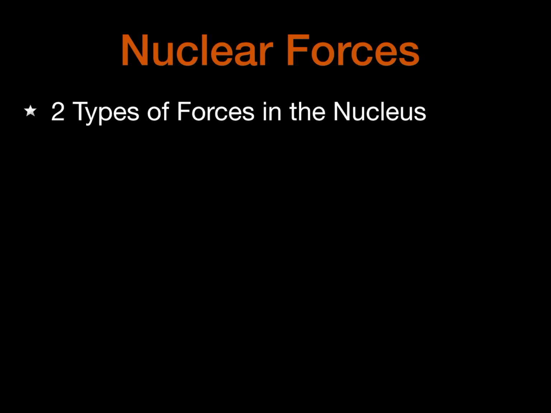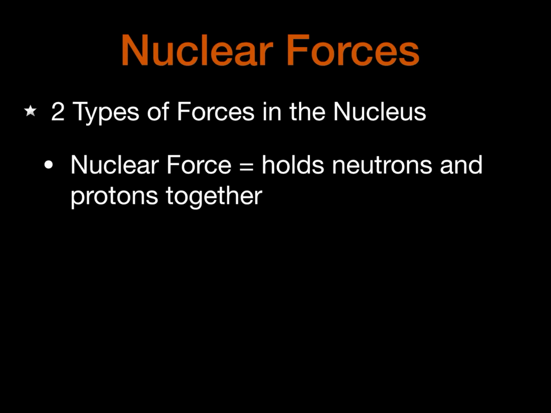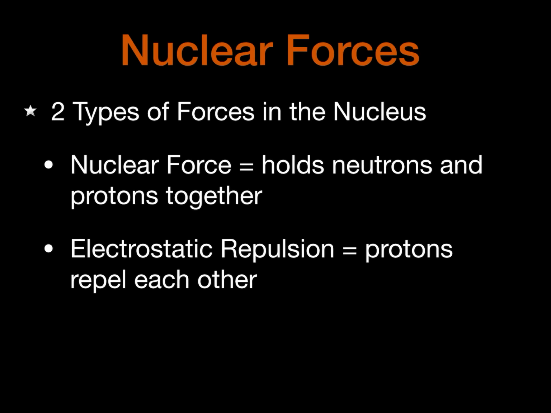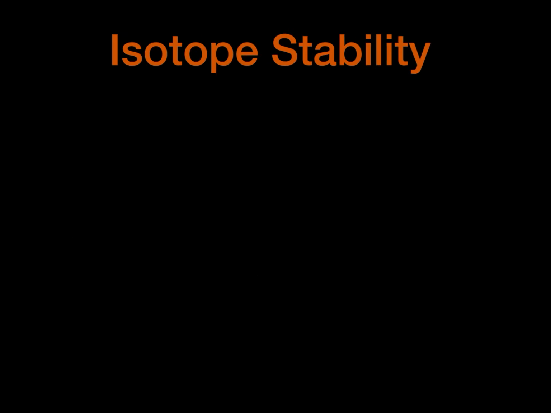Nuclear forces are found in the nucleus, of course, and there's two main types that are impacting how the nucleus is able to stay together. The first one is the nuclear force, or the strong force, it's oftentimes called as well, and it holds neutrons and protons together. The other one is the electrostatic repulsion, and that's where protons that are all the same charge, all positively charged, tend to like to repel each other.